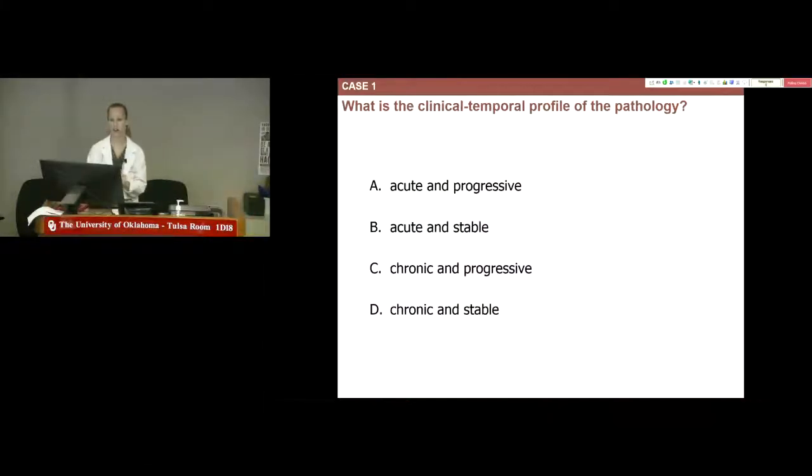Okay, so, that was a lot of stuff. So what is the clinical temporal profile of the pathology? So let's look at this patient. Is this acute and progressive? So like, is this a sudden onset kind of thing? Acute and stable, chronic and progressive? Quick question. Oh, yes.